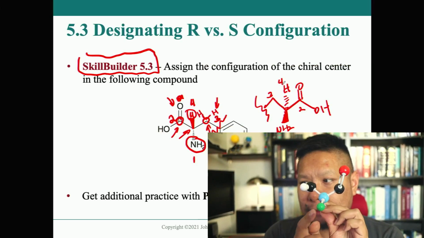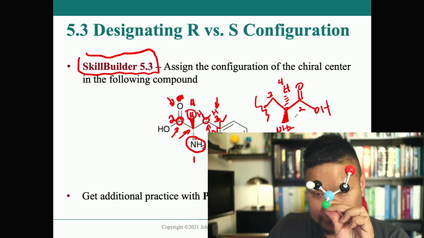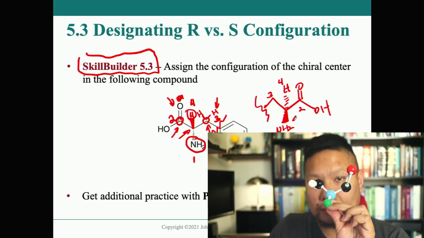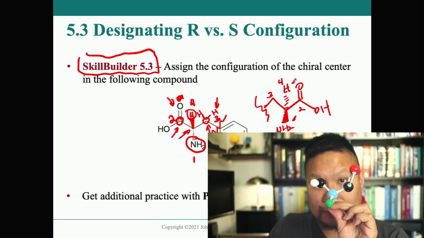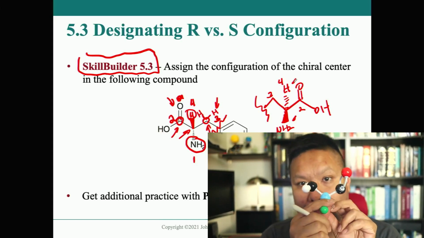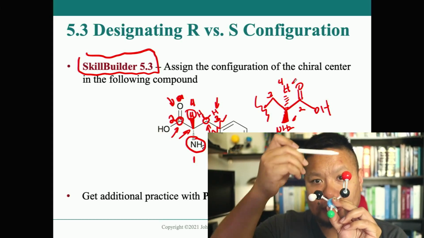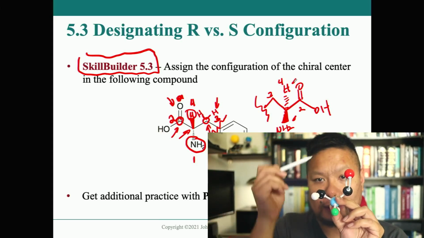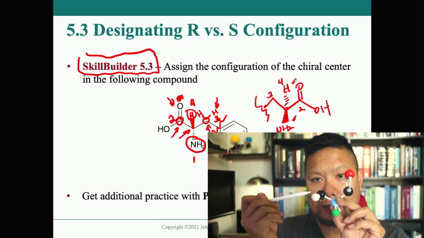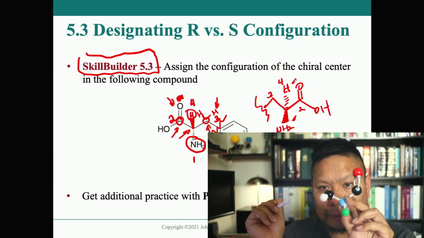There we go. So nitrogen right here is coming right out at you. Hydrogen is back here. I'm holding it in the back right there, right? And then oxygen connected to the carbon up here, and the CH2 group. Okay. There we go.